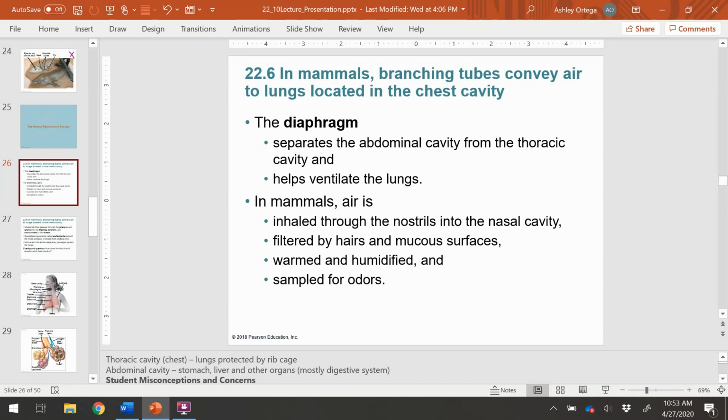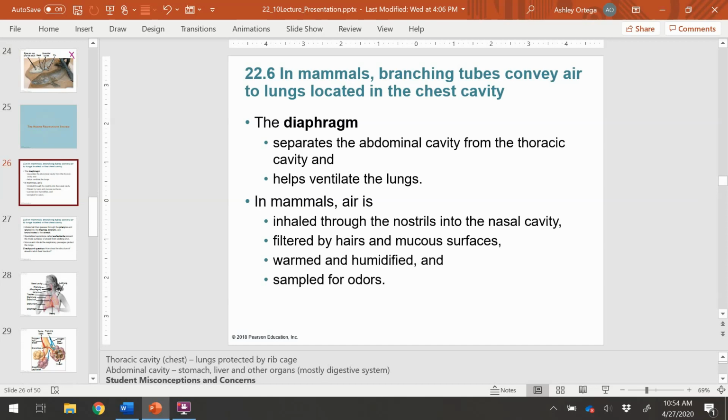And so in terms of cavities, our body is divided into regions that are aligned and held together. So the thoracic cavity is going to be the chest cavity that has the lungs and the rib cage. The abdominal cavity will have like the stomach, liver, and other organs like the digestive system. So the diaphragm separates those two. It's very important to breathing, so we'll see.